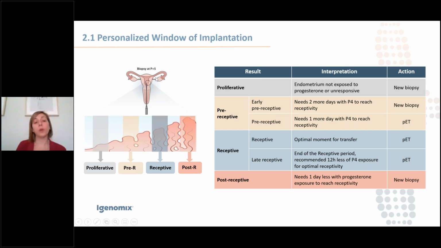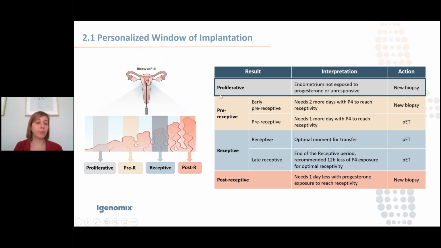So with the endometrial biopsy collected at the fundus of the uterus, we are going to extract RNA, meaning messenger RNA, and we are going to sequence this messenger RNA, obtaining the gene expression value for 248 genes. It can happen that we find a proliferative result. What does that mean? That the endometrium has not been exposed to progesterone, or that it is not able to answer to progesterone.